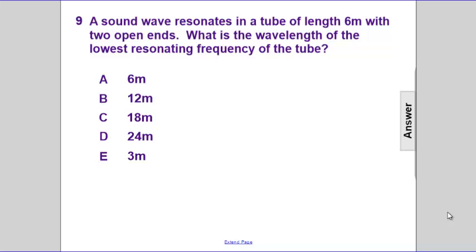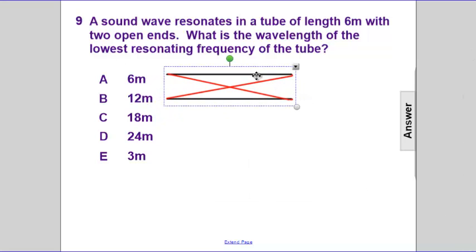A sound wave resonates in a tube of length 6 meters with 2 open ends. What is the wavelength of the lowest resonating frequency of the tube? So if we look at the picture of this lowest resonating frequency, we can identify what the wavelength is by looking at this, or we can apply the formula that was stated previously for closed, or rather open-end tubes. The wavelength will always be equal to 2 times the length of the tube.